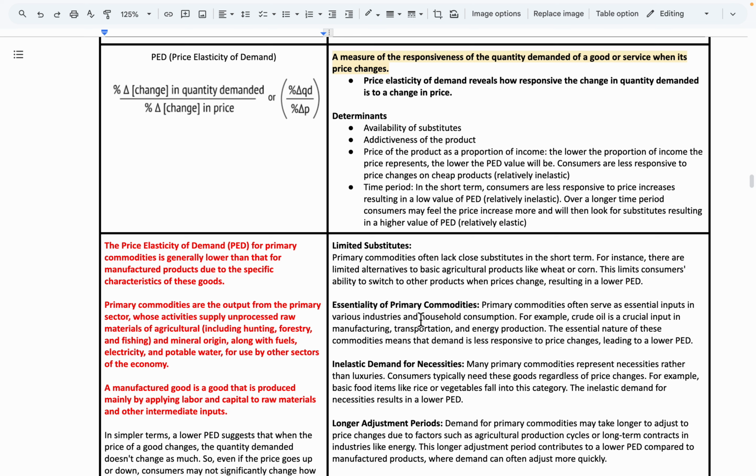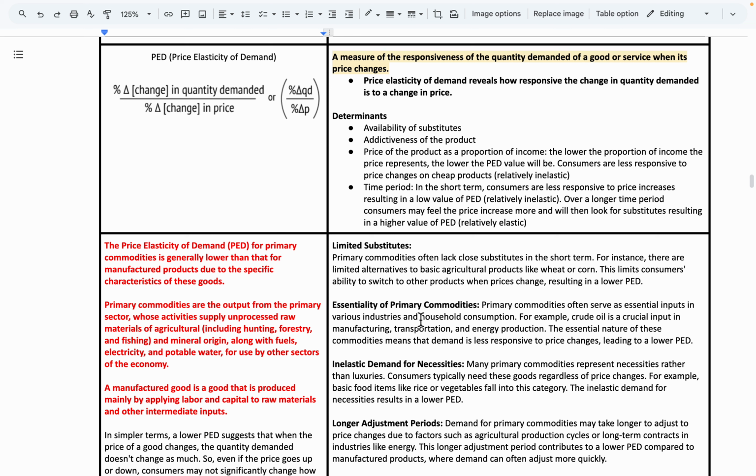So PED, price elasticity of demand. This is a measure of the responsiveness of the quantity demanded of a good or service when its price changes. The determinants can be the availability of substitutes, addictiveness of the product, and price of the product as a proportion to income. So the lower the proportion of income the price represents, the lower the PED value would be. Consumers are less responsive to price changes on cheap products.